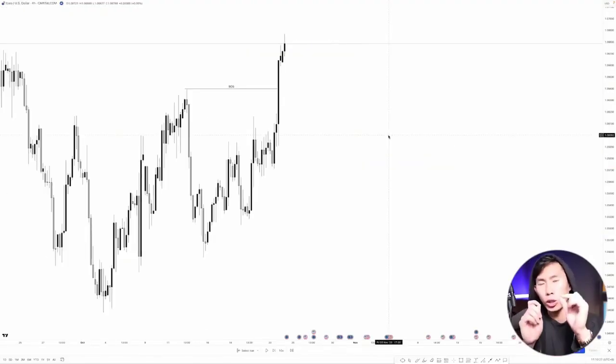Now that you have understood our 3-step process, let's go on to the charts and apply everything that we have learned so far to see how we can apply this entire strategy in real time.